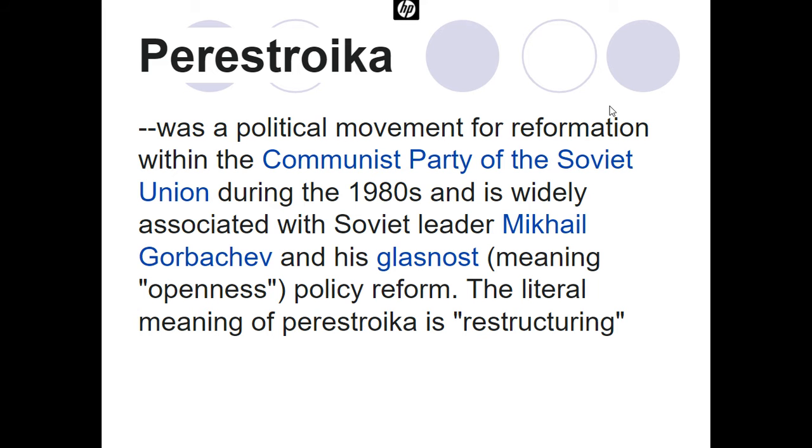Perestroika was a political movement by Gorbachev in the Soviet Union, and it was basically his policy of reform and openness. He wanted to restructure the Soviet economy. He knew that he had to bring in some ideas of capitalism because the communist economy in Russia was falling behind capitalist economies, especially the United States. And the Soviet Union is going to restructure.